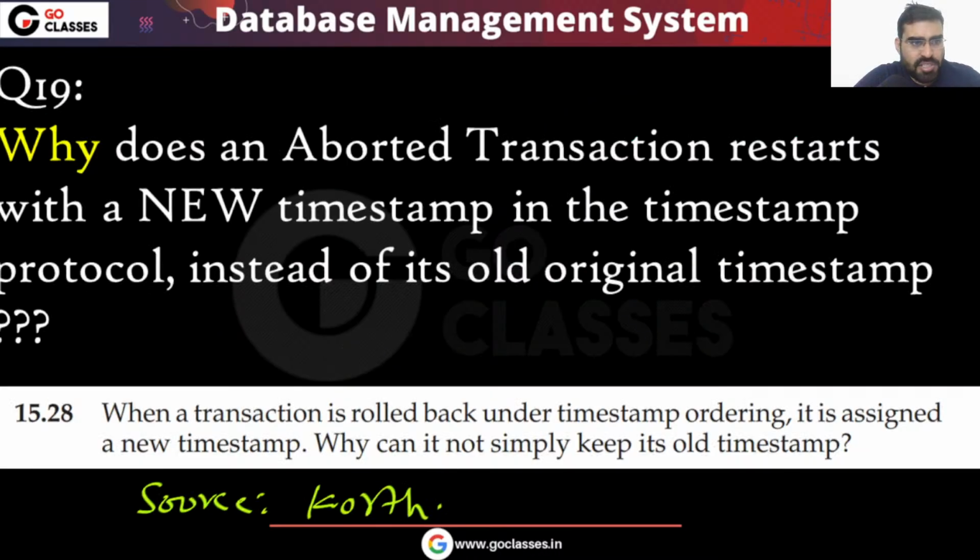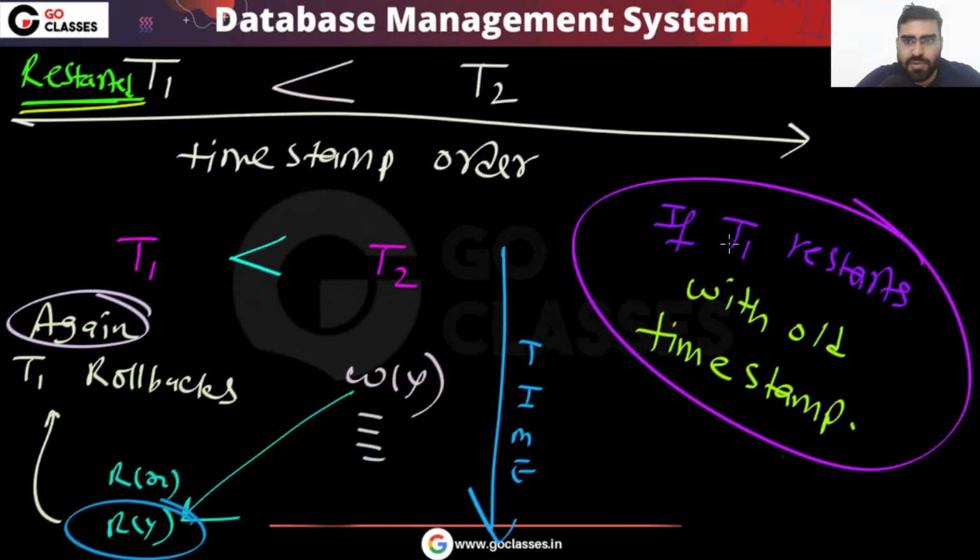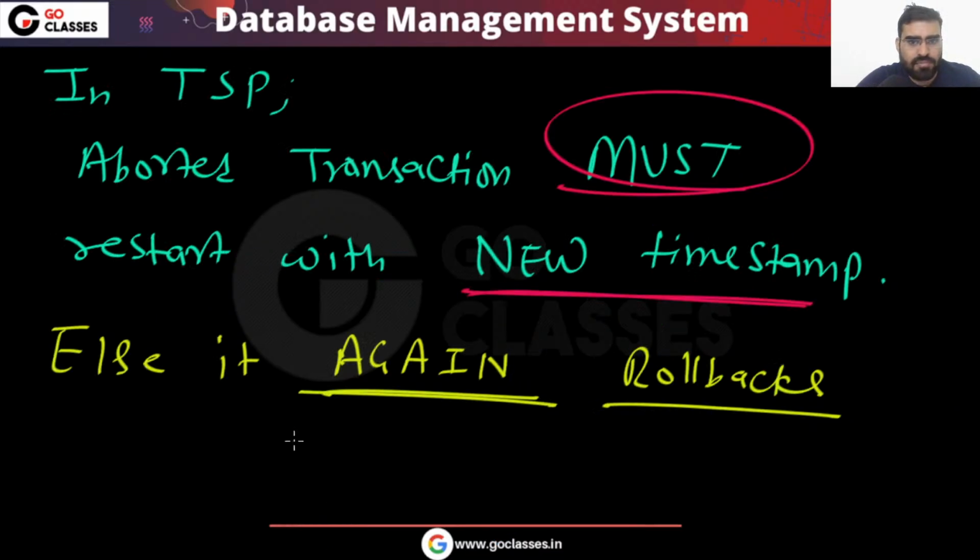Is this question clear? Because this is a core question. This is a standard question, and it is important. Standard questions from the standard resources come in the GATE exam as they are. So is this understood that we must start with a new timestamp? We cannot start with the old timestamp, because if you start with the old timestamp, then it is going to again roll back. So you must start with a new timestamp.